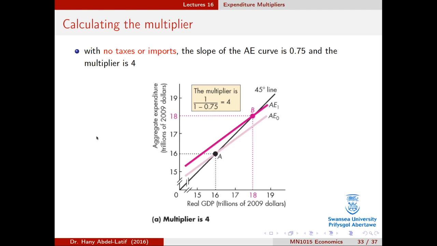That, because of the multiplier, was 4. How did we know that? Assuming there's no income tax or imports, this is very straightforward. That means the slope of the aggregate expenditure curve should be the same as the marginal propensity to consume. So the multiplier is 1 over 1 minus the slope of the aggregate expenditure, and the slope of the aggregate expenditure now is the marginal propensity to consume.